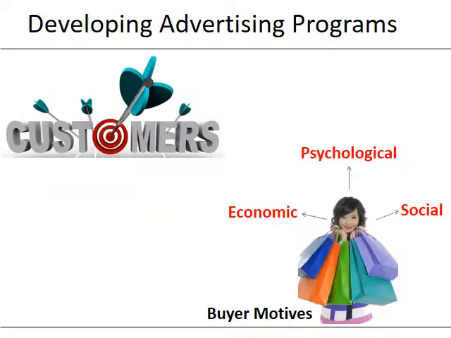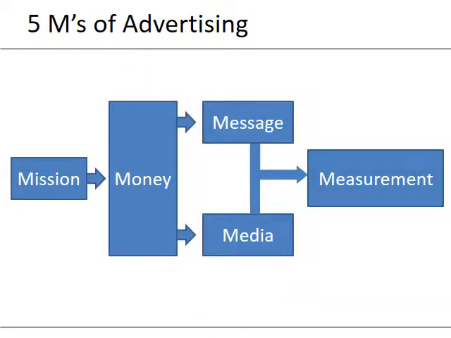In developing an advertising program, marketers must always start by identifying the target market and the motives for the buyer. From here, they can make five major decisions known as the five M's. The five M's of advertising start with mission. What are we trying to accomplish? Second, money. How much money we have is going to determine how much of the message we're trying to send and also the media that we're going to be using. And from there, we want to measure how effective and successful our advertising or promotional campaign was.